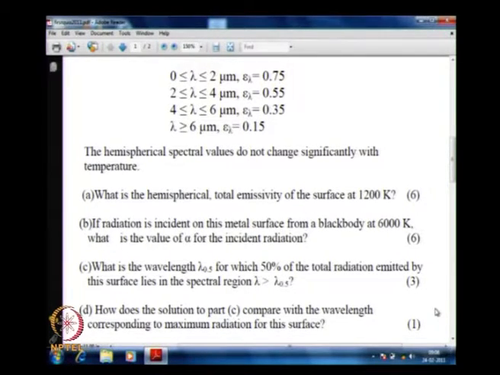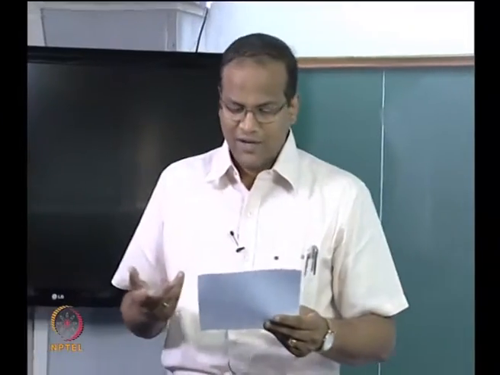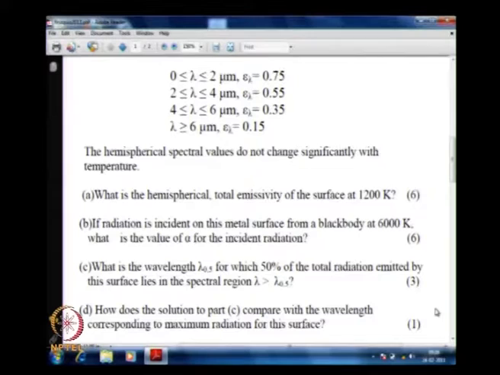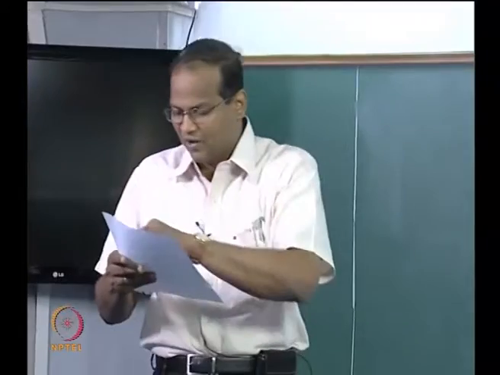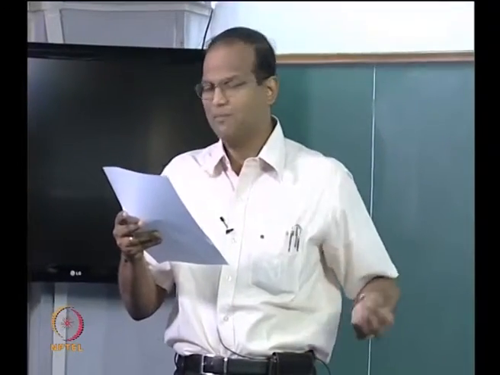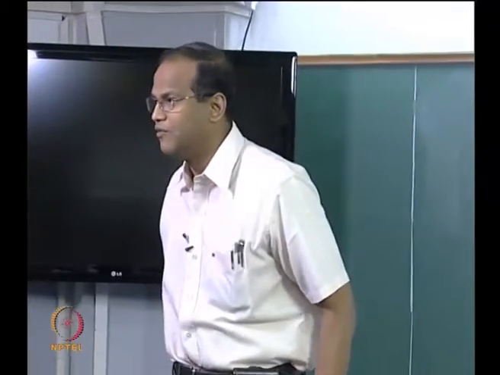All of you have this F function chart. When I asked what is the wavelength for which 50% of the radiation is emitted, all of you thought that you must go to the last column, column number 5, find the black body fraction, and find where it is 0.5. It is not exactly 0.5. At 4000 micrometer Kelvin, it is 0.48. At 4200, it is 0.516.